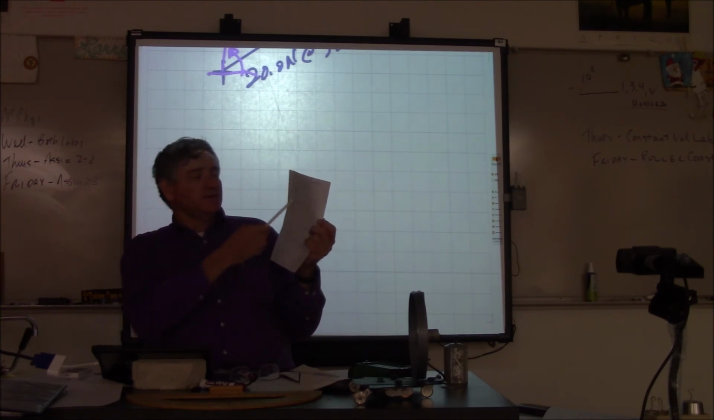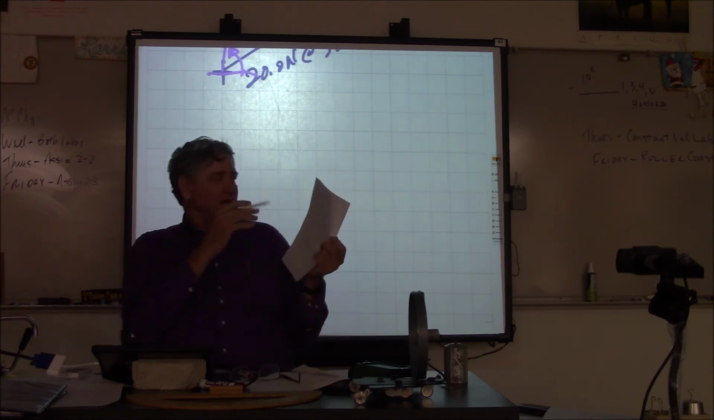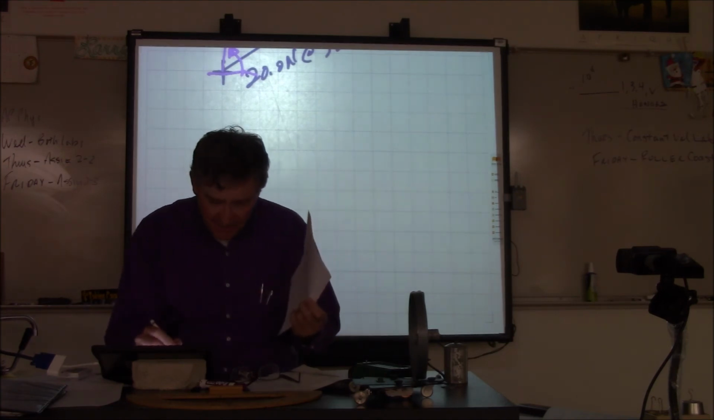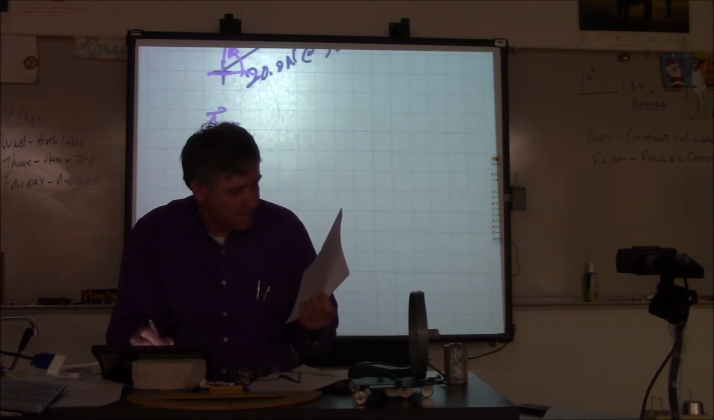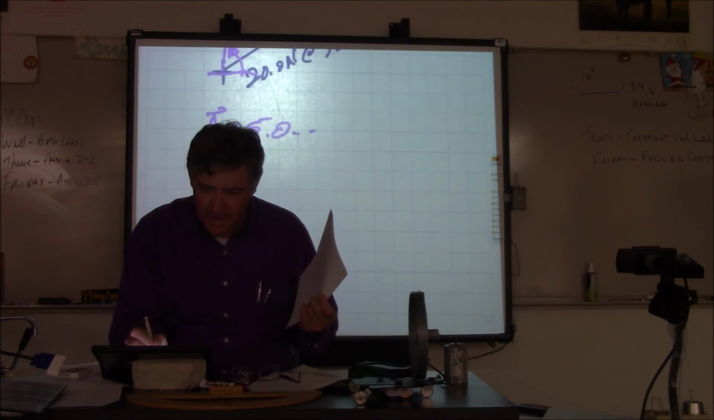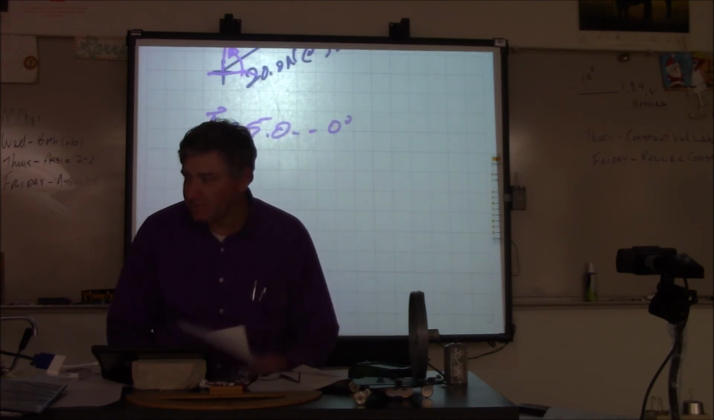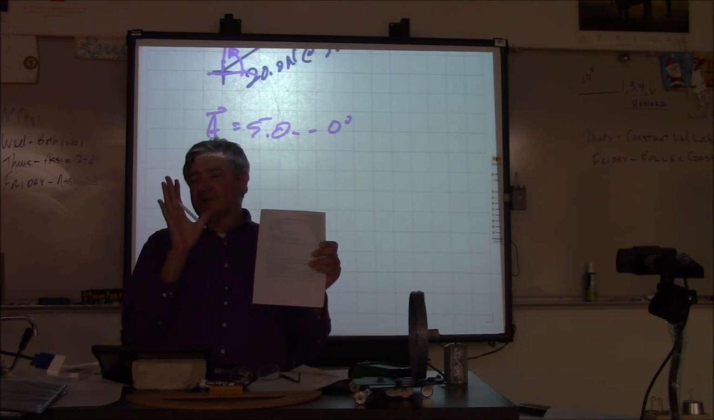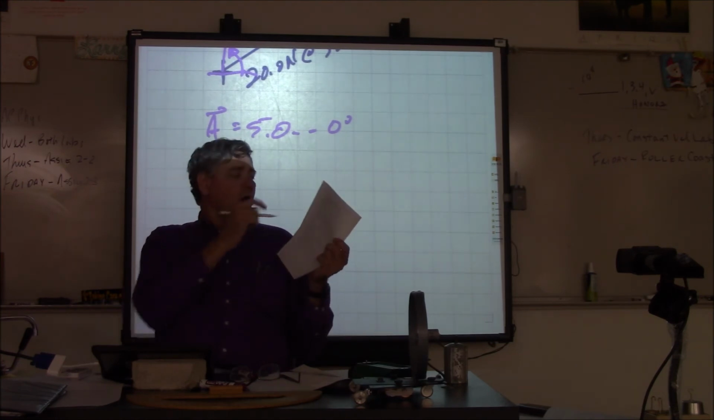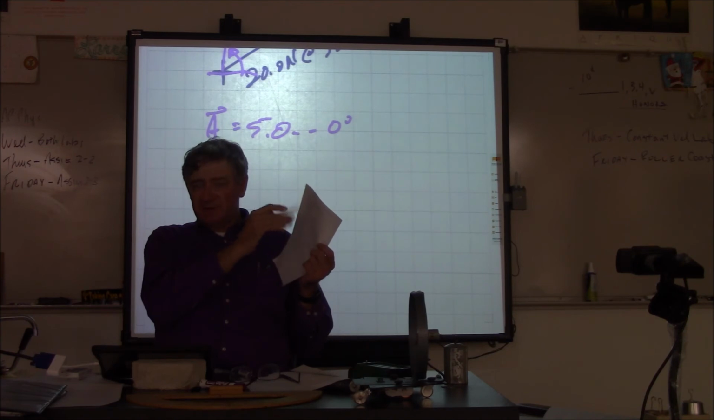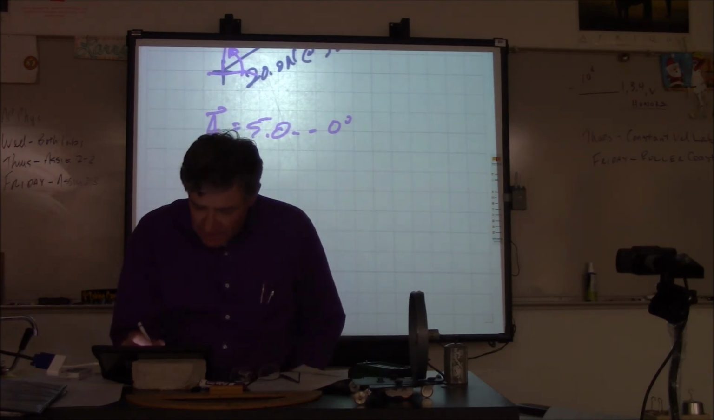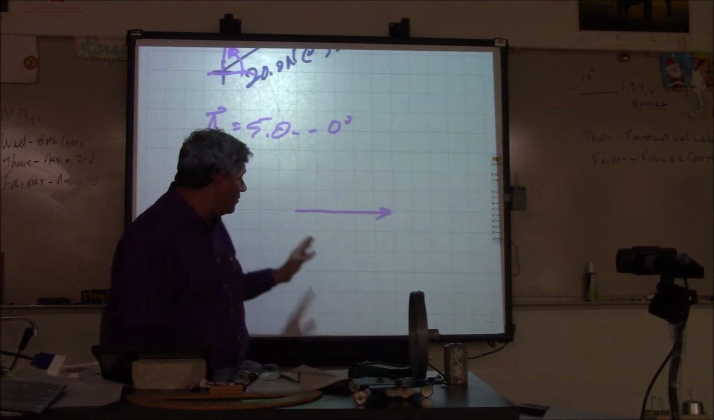The first thing you're going to do is you're going to have 5 vectors, A, B, C, D, and E. Up here at the top, I tell you, like, vector A is 5 centimeters at 0 degrees. So these are the 5 easiest points you will ever get in this class. All I want you to do is draw these vectors. That's it.